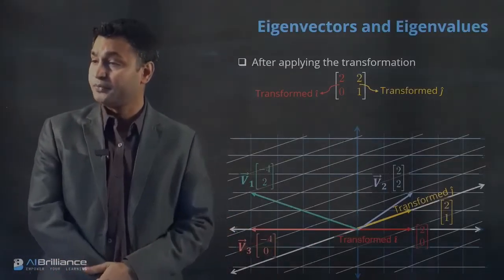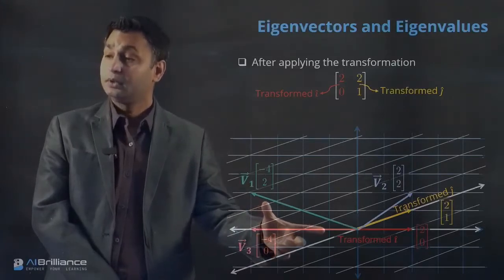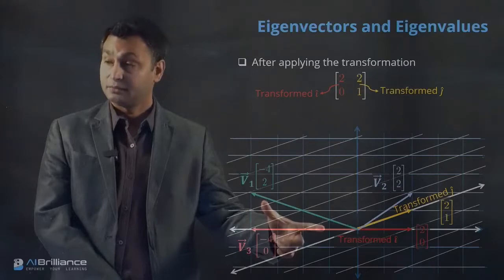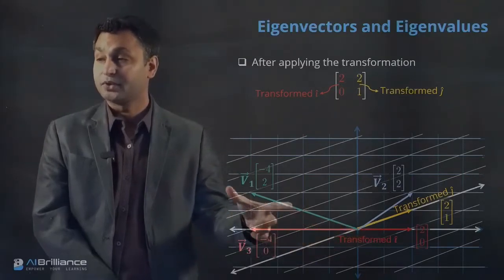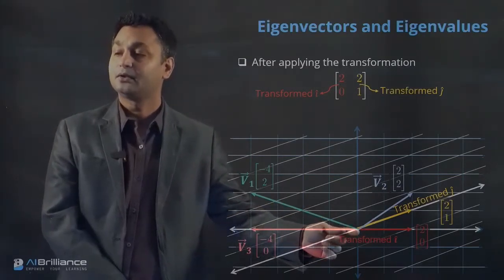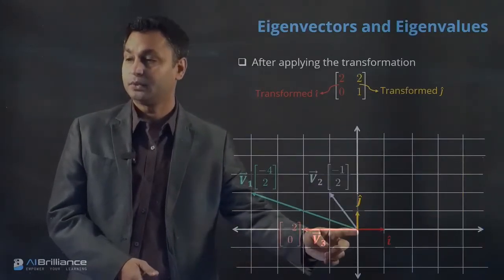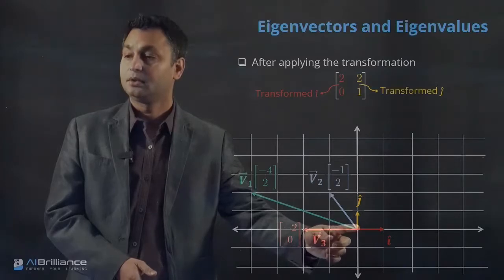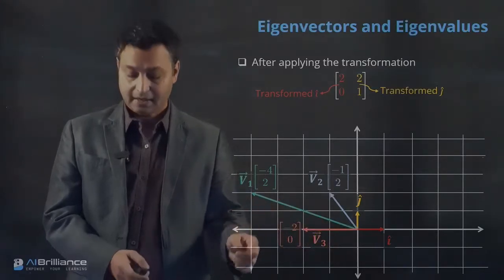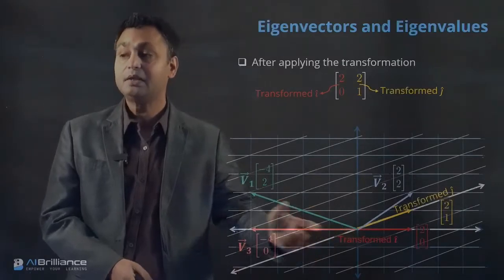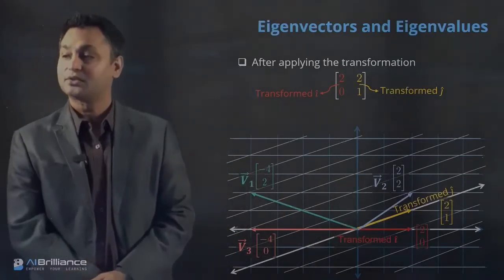If you look at the vector v1, it did not change its direction even after the transformation. It's lying along the same span, or the same line, as before. If you look at this vector right here, this is the tail, this is the tip, and after transformation v1 still remains the same. In fact, it did not even stretch; it has the same size.